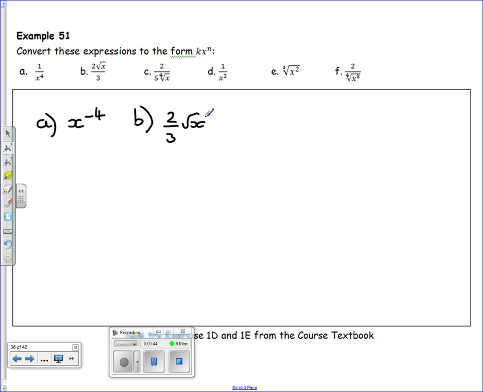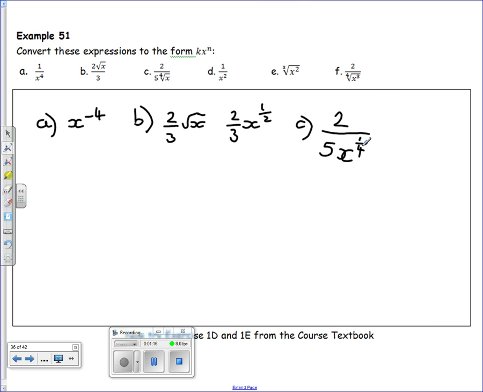And remember, the square root of x can be written as x to the power 1/2. So 2/3 x to the power 1/2. So k is 2/3 and n is 1/2. In example C, 2 over 5 and the 4th root of x. The 4th root of x can be written as x to the power 1/4.